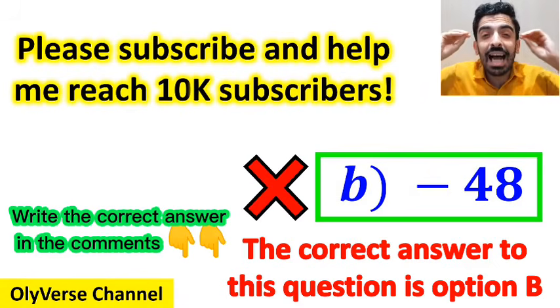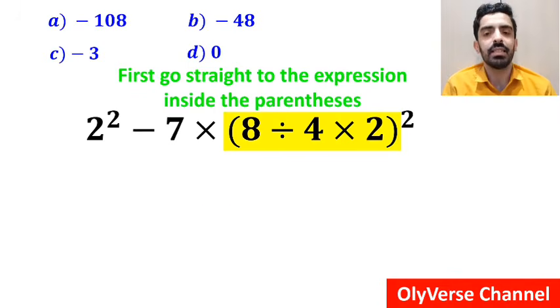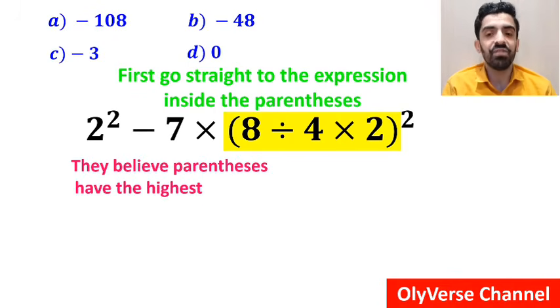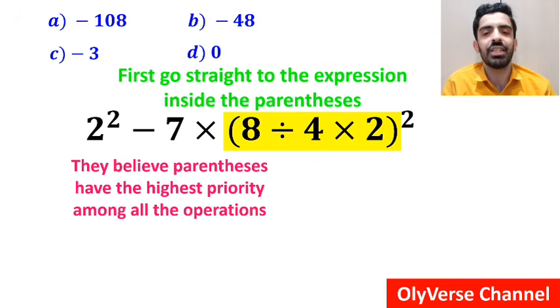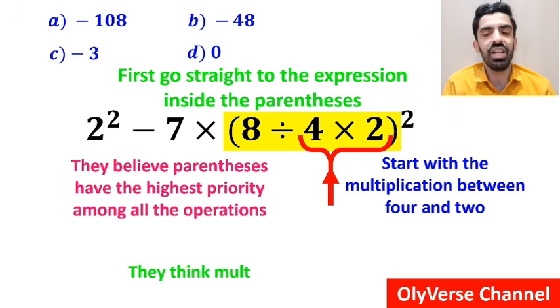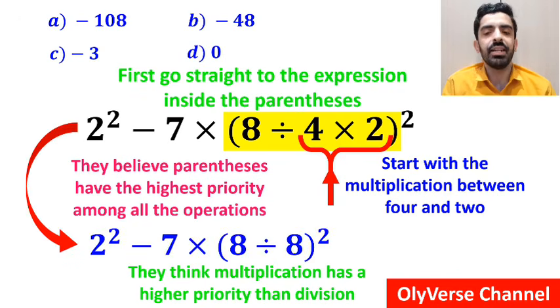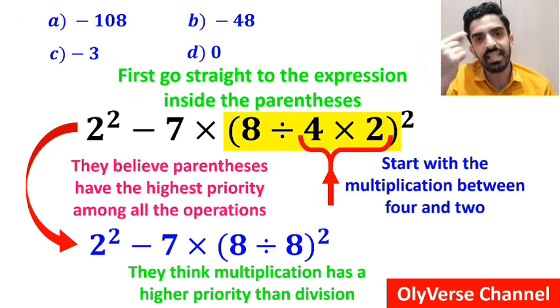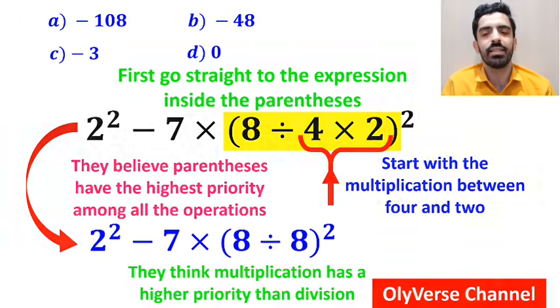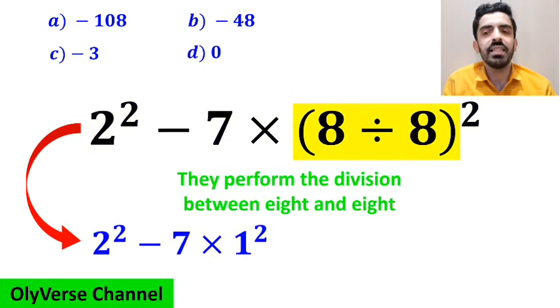However, this answer is absolutely wrong. Also, some other people when solving this question first go straight to the expression inside the parentheses because they believe parentheses have the highest priority among all the operations. And they start with the multiplication between 4 and 2 because they think multiplication has a higher priority than division. So they rewrite this expression as 2 squared minus 7 multiplied by (8 divided by 8) all squared.